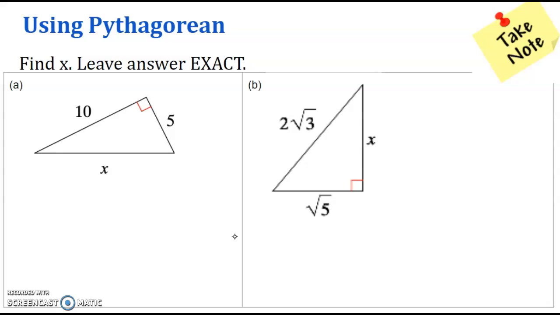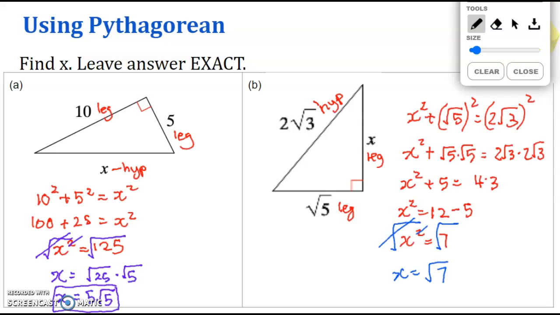Alright, so I want you to try to do this problem yourself. Please pause the video and have a look at my work and see if you can make sense of it and if you got the right answer.